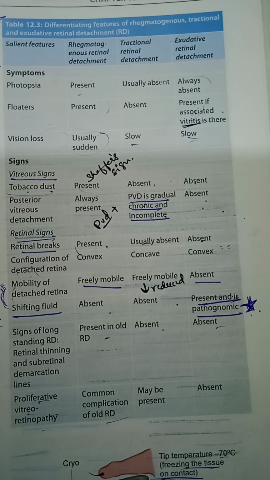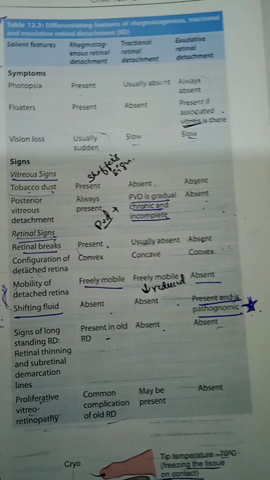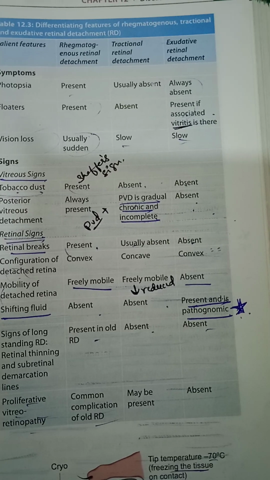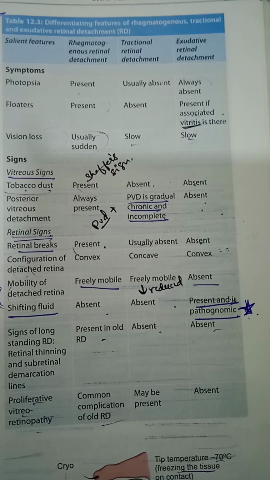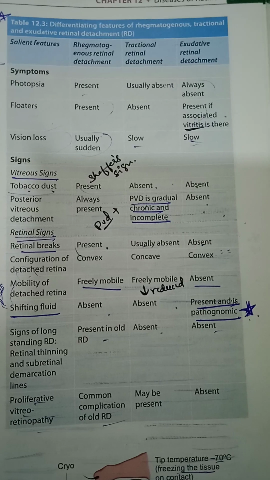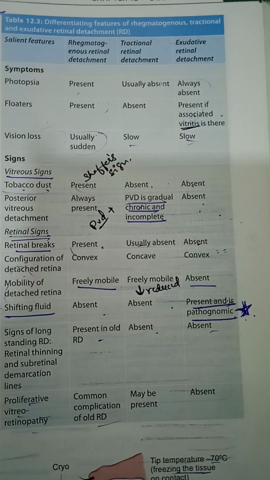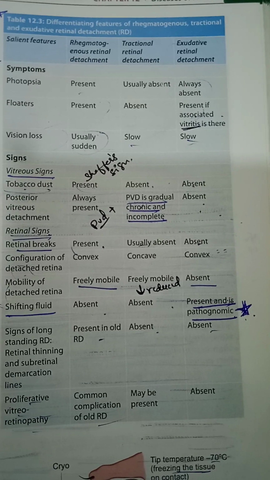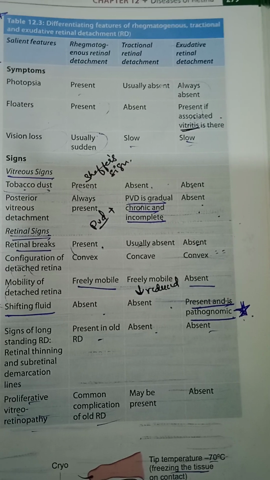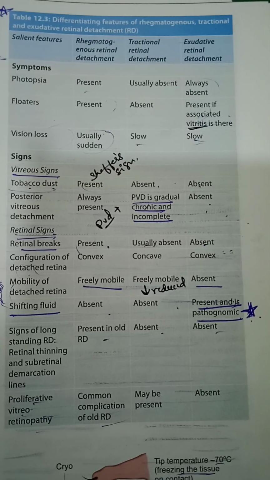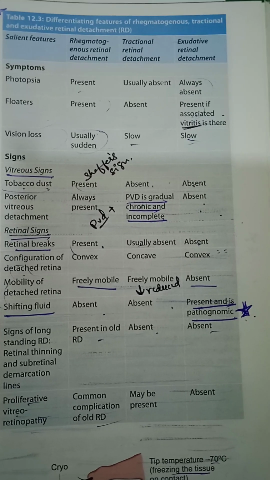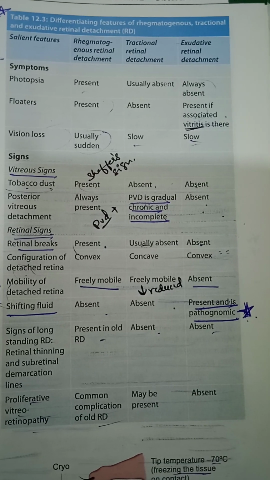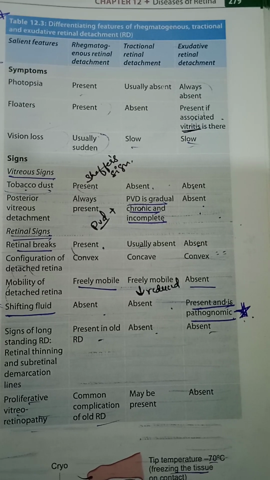In rhegmatogenous retinal detachment, the treatment is closing the retinal break with photocoagulation or cryocoagulation, followed by drainage of subretinal fluid and scleral buckling or pneumatic retinopexy. In tractional retinal detachment, which is because of vitreoretinal traction bands, we remove all those by pars plana vitrectomy and then internal tamponade is applied. In exudative retinal detachment, if it is because of any exudate or transudate, it resolves by itself. But if it is because of any neoplasm, then enucleation must be done.